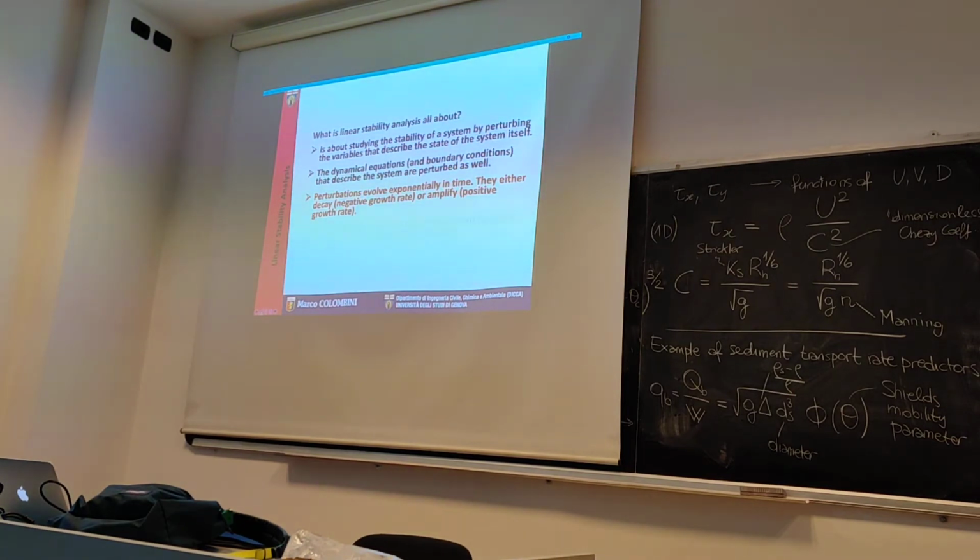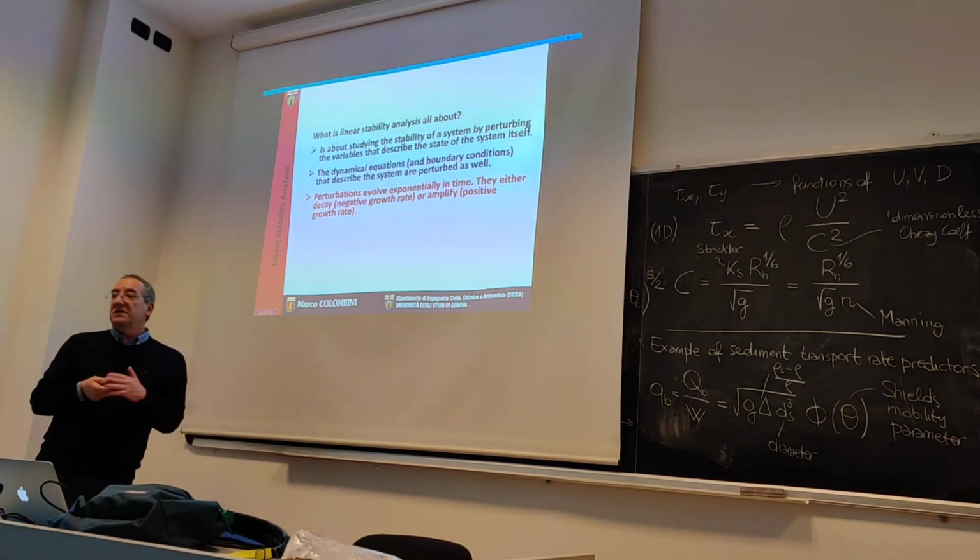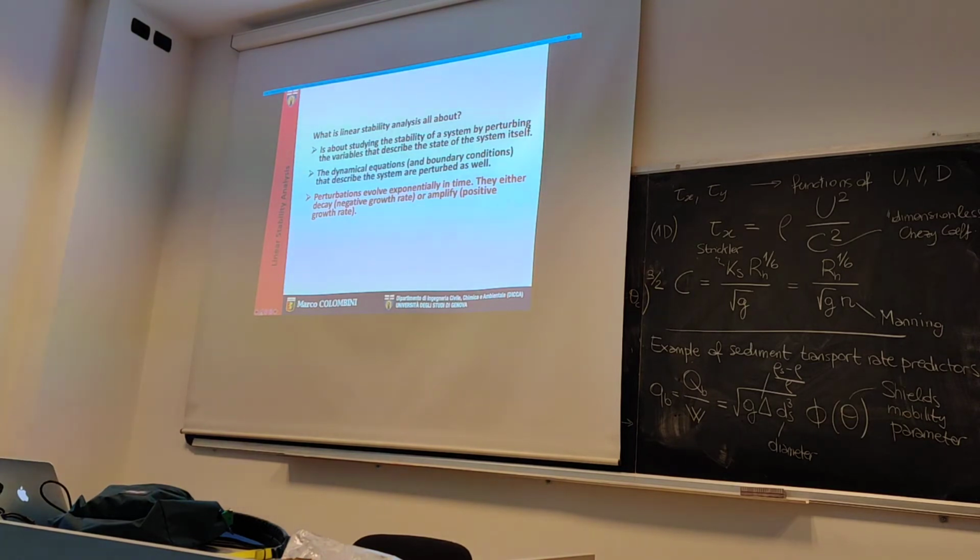So the characteristic of linear stability is that the perturbation, because of the way you solve the system, evolves exponentially in time. It means that perturbations grow exponentially if the system is unstable, or decay exponentially if the system is stable. Of course, this is unphysical, so the system does not explode. It's just that the linear analysis is valid only when the perturbations are small.